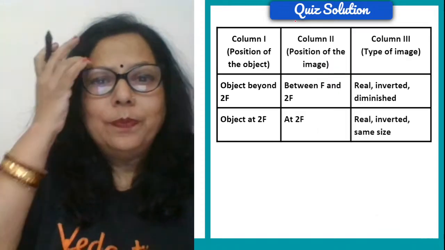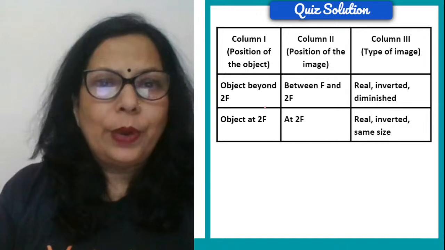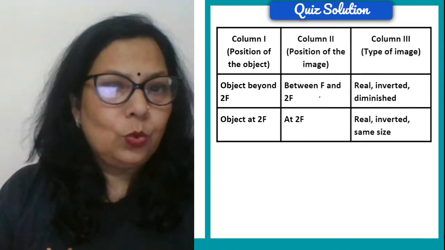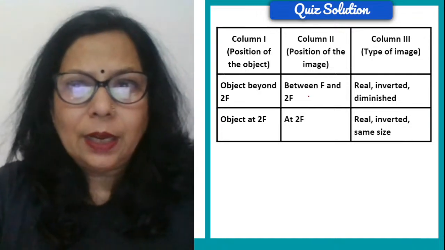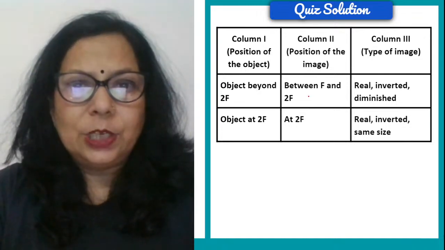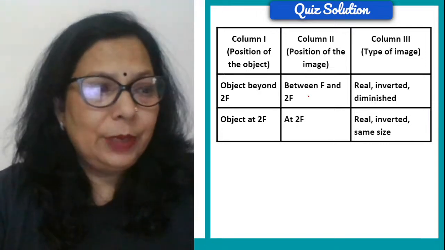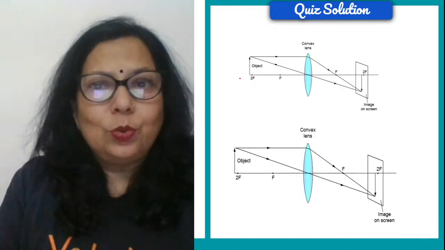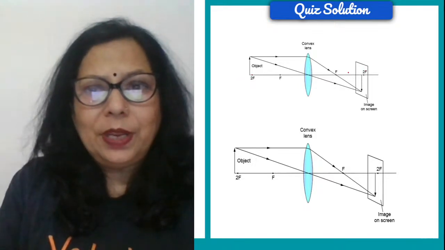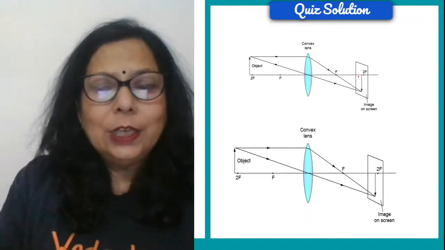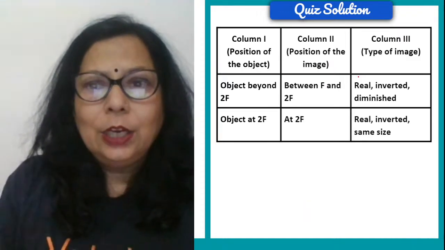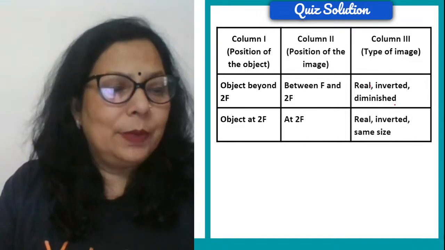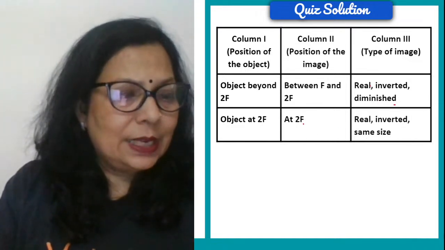When the object is beyond 2F, the image is formed between F and 2F. I'll show you the diagram. It's real, inverted, and diminished. When the object is beyond 2F, 2F से दूर है, the image is formed between F and 2F, and it is formed on the other side. So on the right hand side, it is real, inverted, and diminished. You can learn these cases.